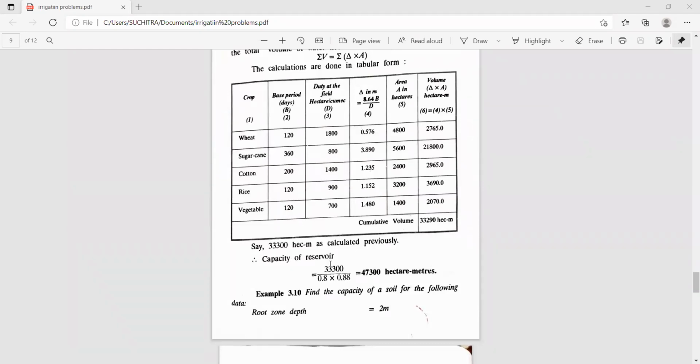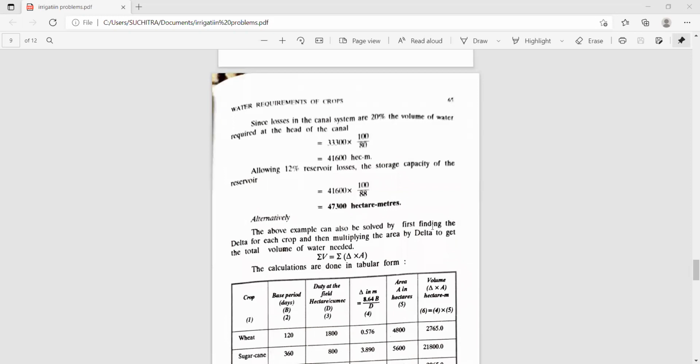Now, we know the capacity factor for the canal and also the reservoir losses. The canal losses are about 20%. Hence, the capacity factor of the canal will be about 80%, that is 0.8. Multiplied by the reservoir losses of 12%, correct? If you take out 12%, the remaining will be 0.88. So hence, the capacity of the reservoir required is about 47,300 hectare meter.